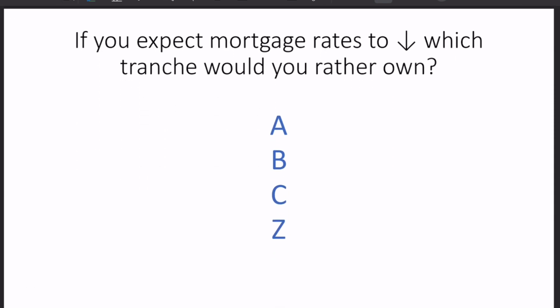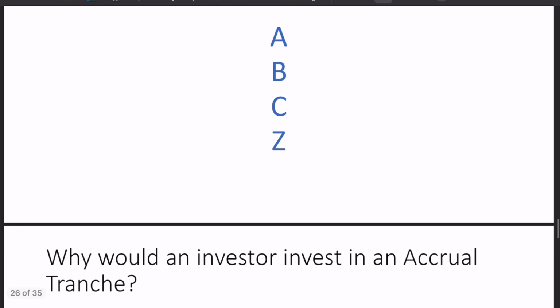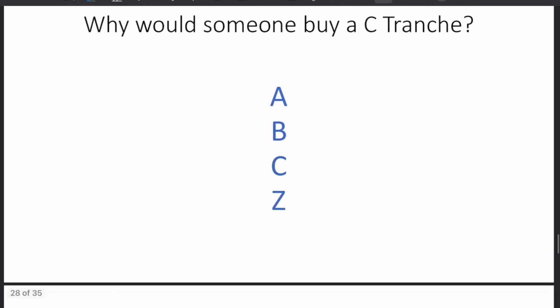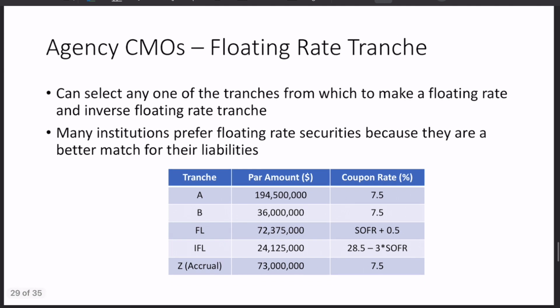Also included in the slides are more quick quiz questions. So if you're thinking about extension risk or contraction risk, what types of tranches would you want to pick? I'll leave the solution to these quiz questions in the resources as well, so you can test out your knowledge.